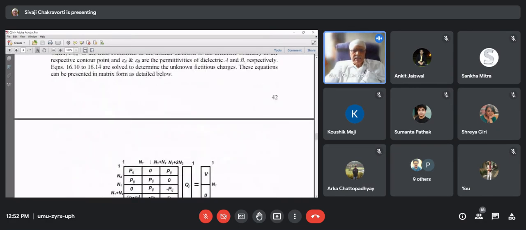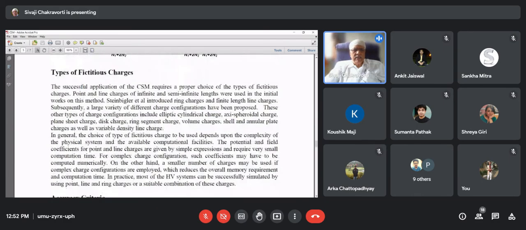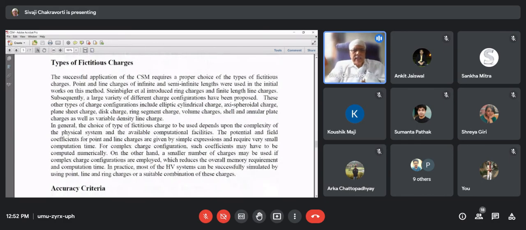Multi-dielectric today I will not discuss, I will discuss in my next class. What I will discuss is this one, the types of fictitious charges. I already talked about this, when I was telling you, the most common charge configuration which you have studied from your school level is the point charge. And of course, point charge we use in CSM. But just using point charge, if I want to solve all the cases, that will be very difficult.